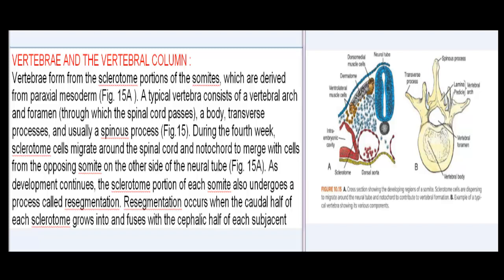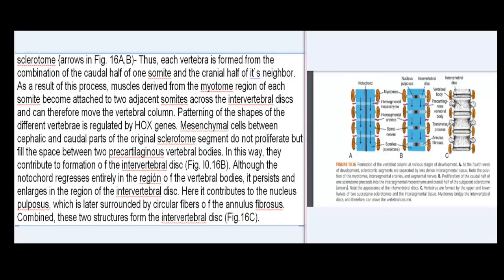As development continues, the sclerotome portion of each somite also undergoes a process called resegmentation. Resegmentation occurs when the caudal half of each sclerotome grows into and fuses with the cephalic half of each subjacent sclerotome (arrows in Fig. 16ab). Thus, each vertebra is formed from the combination of the caudal half of one somite and the cranial half of its neighbor. As a result, muscles derived from the myotome region of each somite become attached to two adjacent somites across the intervertebral discs and can therefore move the vertebral column. Patterning of the shapes of the different vertebrae is regulated by HOX genes.